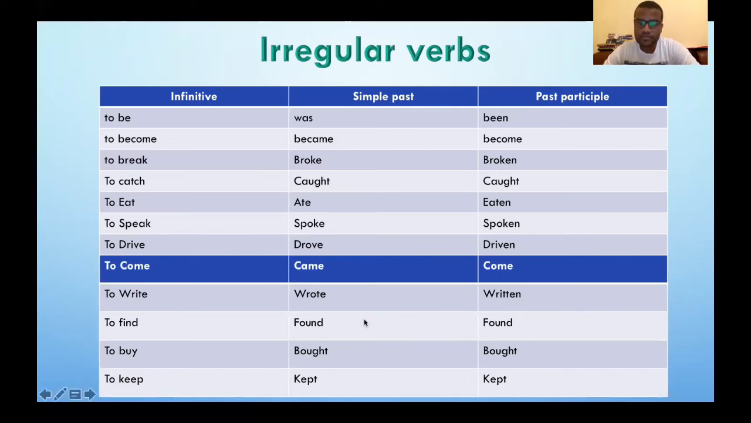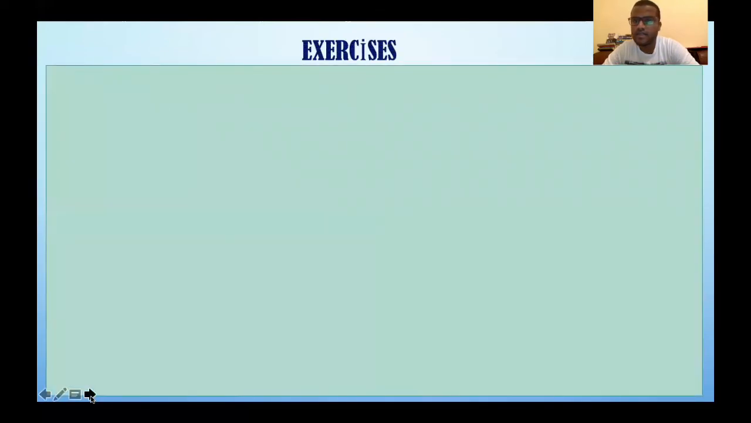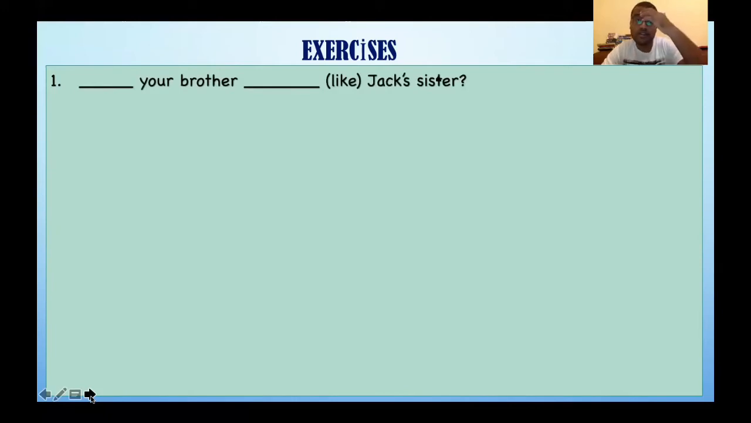So we still have an exercise here. We will do this exercise, and then I will give you the correction. We have: your brother and Jack's sister, like, and we have a question mark. What do you think we do when we have a question mark? We are going to put did, plus the subject, which is brother, plus the verb in infinitive. So we have yes, he, and then we are going to write the answer.